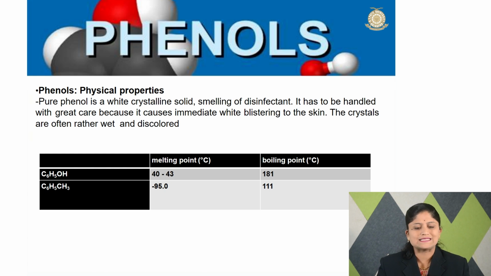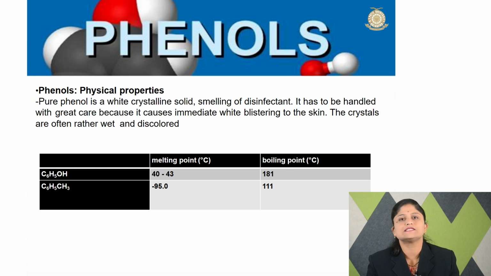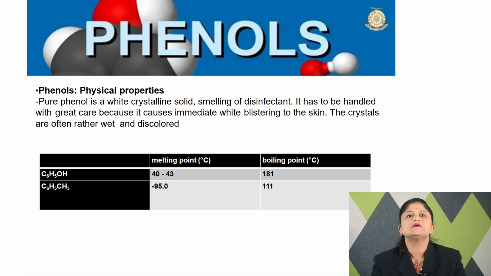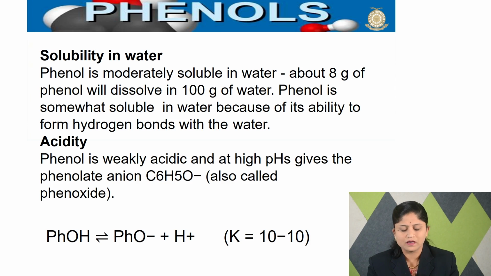Now, what is actually a phenol? This is a pure crystalline solid and it is basically used as a disinfectant. We have to handle phenol with great care, because if you handle it roughly, white blisters can appear on the skin. So we have to handle the phenol nucleus very carefully.